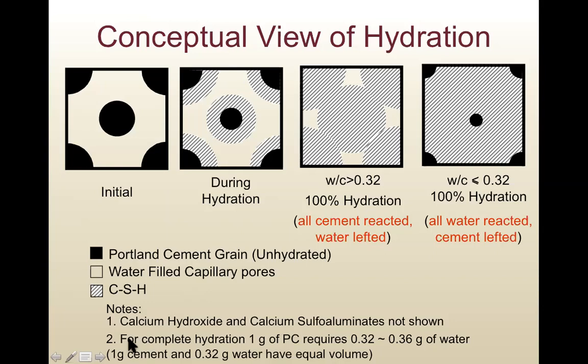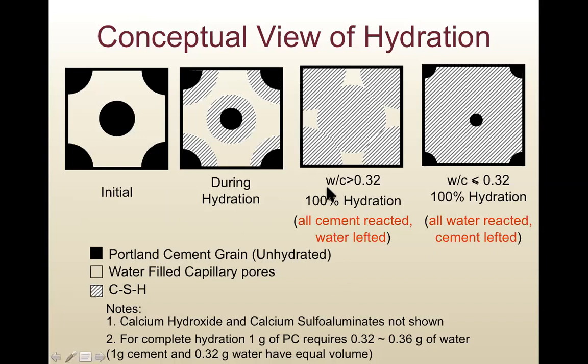The second note shows here that for complete hydration, 1 gram of Portland cement, PC, requires around 0.32 to 0.36 gram of water. So that means the volume of cement and water is roughly the same, because the density of Portland cement is around 3.2. So the volume of 1 gram of cement will be roughly equal to the volume of 0.32 gram of water. We also call that the equal volume concept.